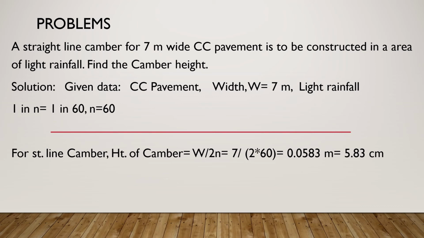And for straight line camber, the height of camber is calculated using the formula W by 2n. W is 7 meter and n is 60. Using that, we found the height of camber as 0.0583 meter or 5.83 centimeter.